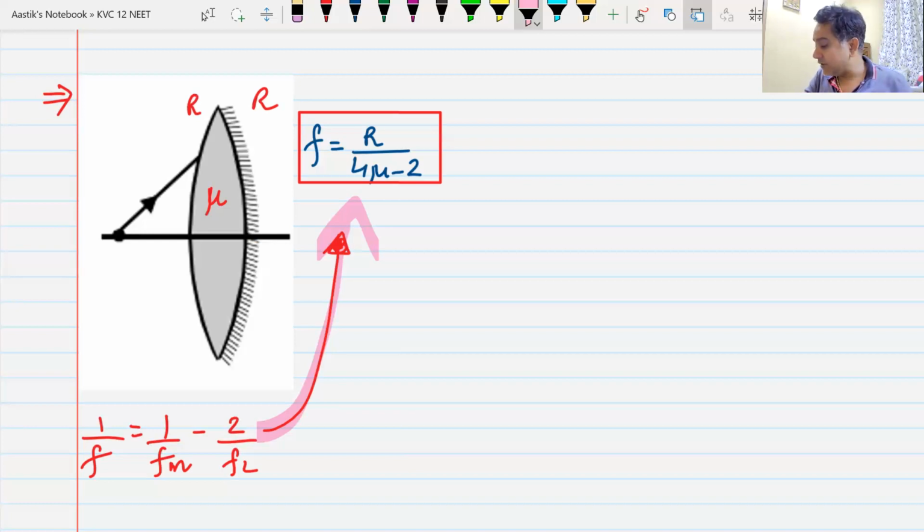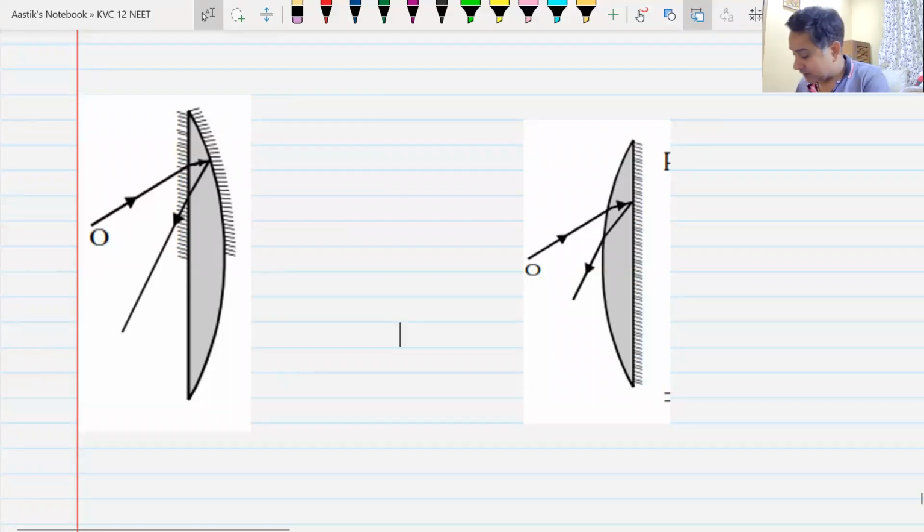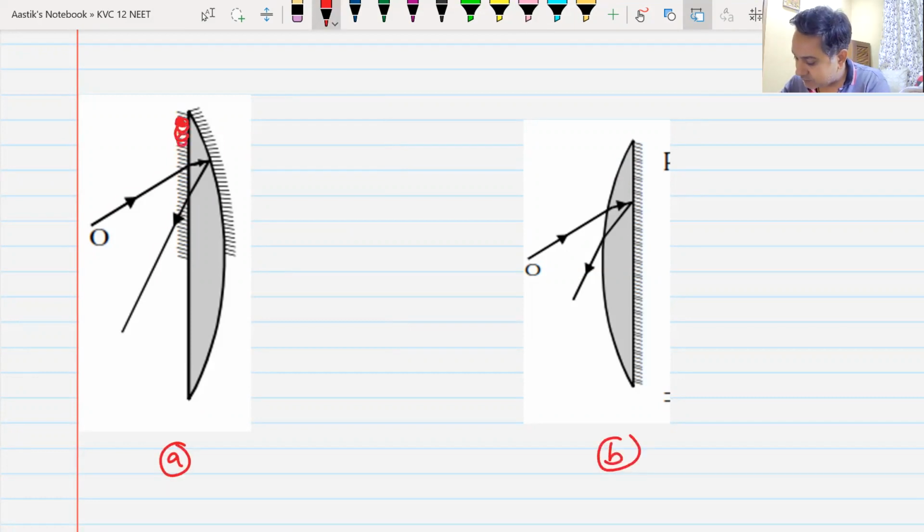Then there are two more very general cases, and I will give you both of those cases also, and you can remember both of them so that if these questions come in the examination hall, you can straight away write the answer. This is figure number A and figure number B. In figure number A, you can see the curved side of the mirror is silvered. Do you see this? Curved side of the mirror is silvered. The radius of curvature of this side is R.